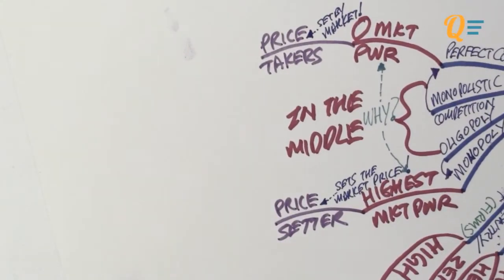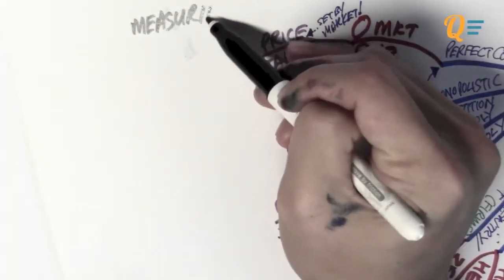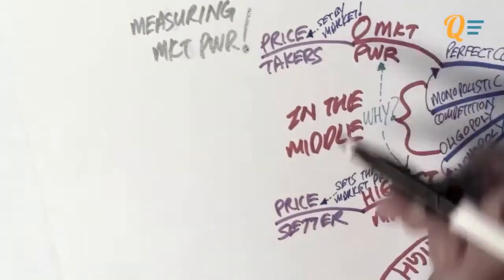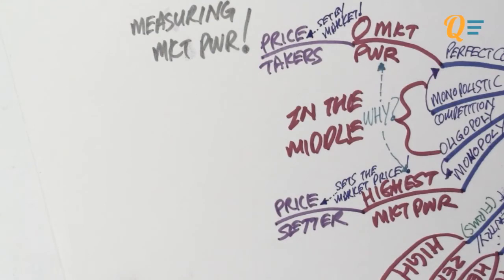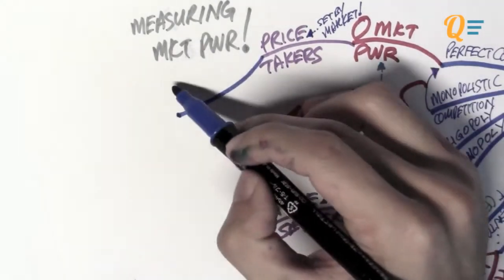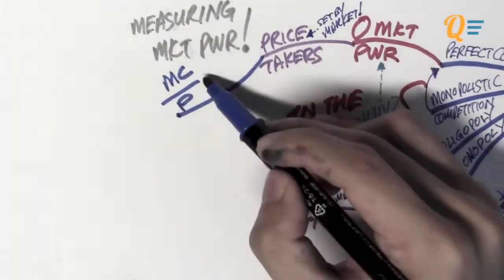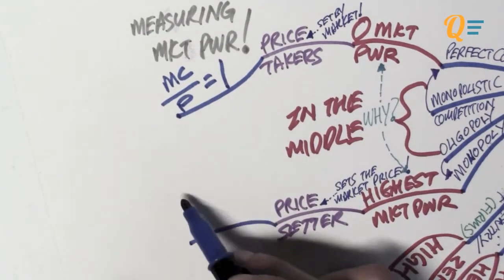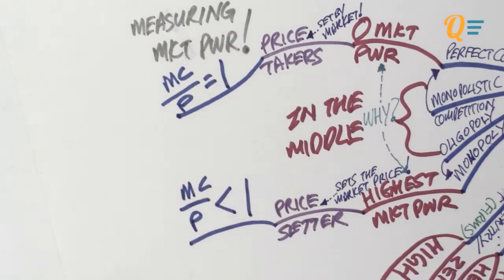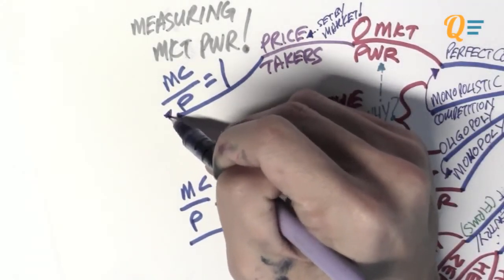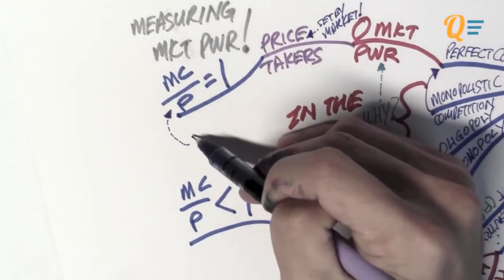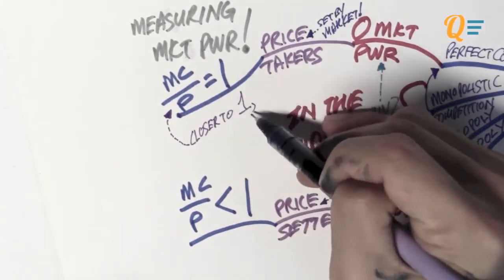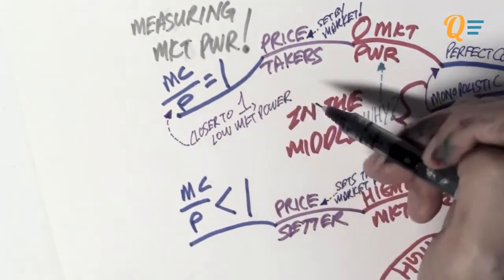Okay, so when we talk about measuring market power, we need to have a certain metric for that, right? So a good metric for this would be the marginal cost divided by the price. So it's a ratio of the marginal cost over the price. And for perfect competition, you'll notice that this ratio is equal to 1. And for the monopolist, this ratio will be less than 1. So we can actually conclude that when this ratio over here is closer to 1, we can say that that firm has got a lower market power.